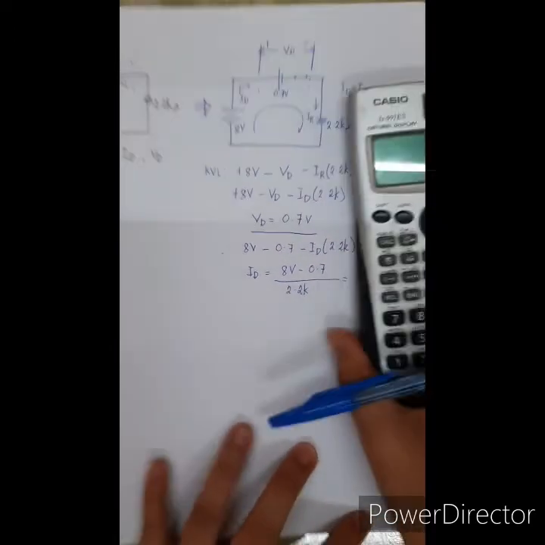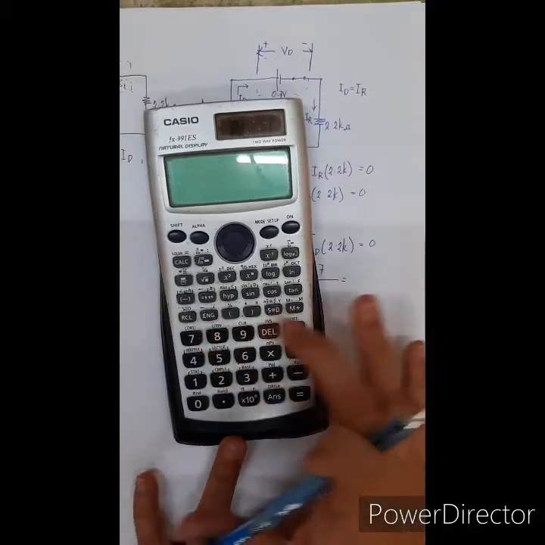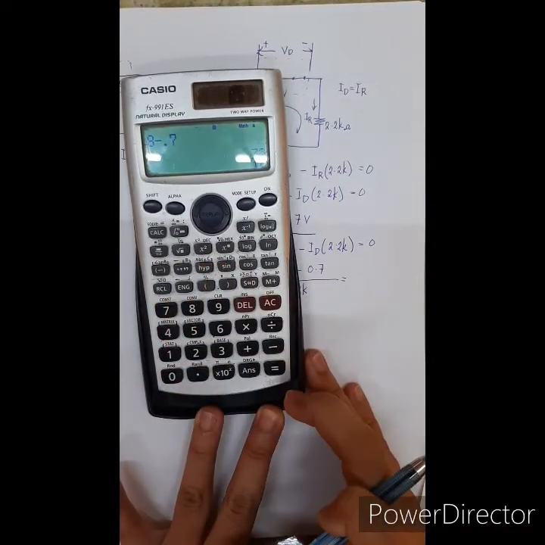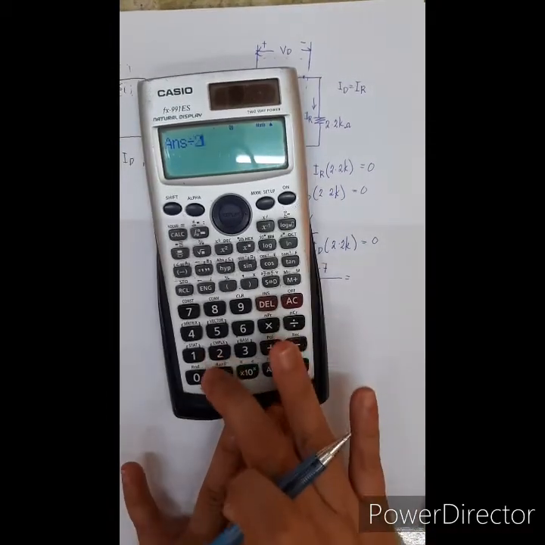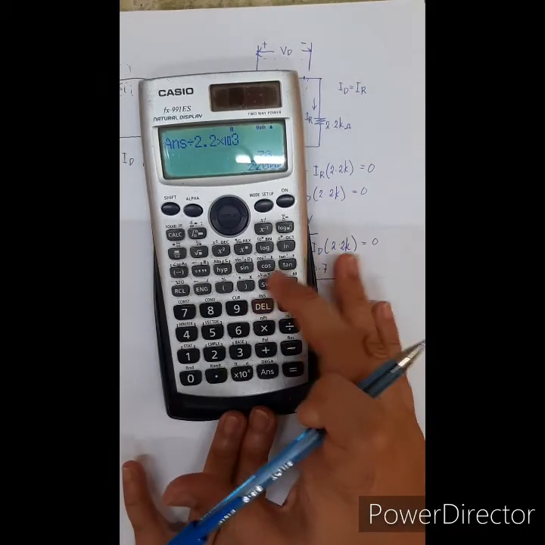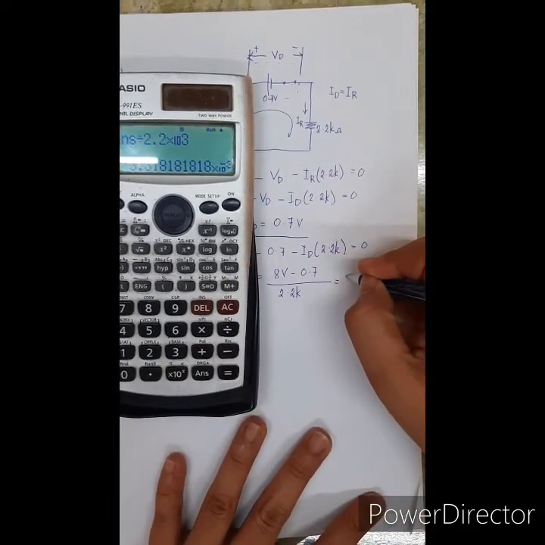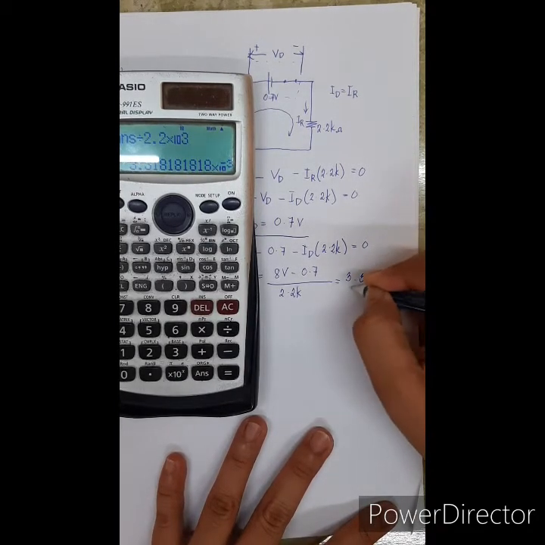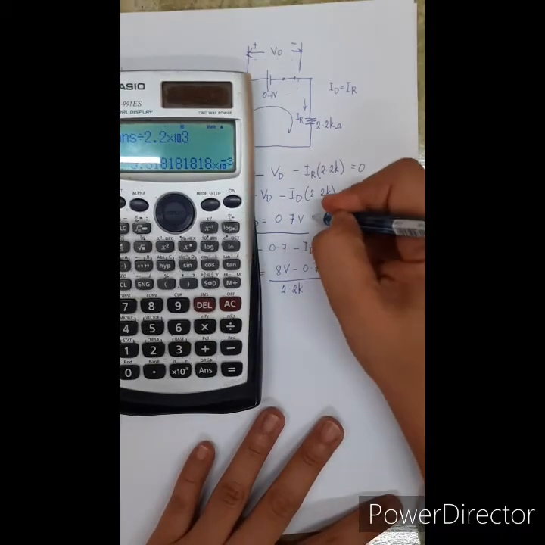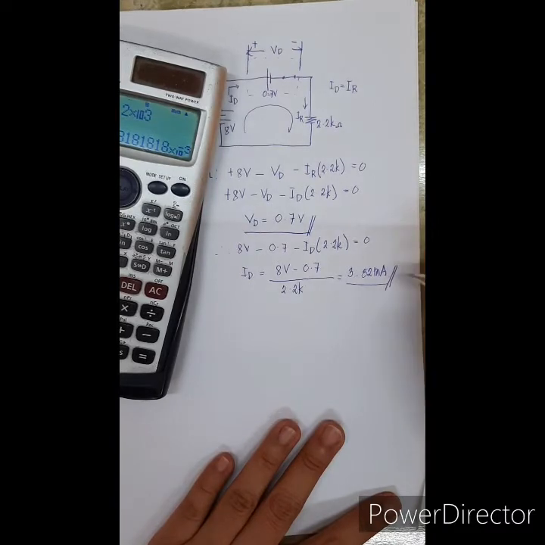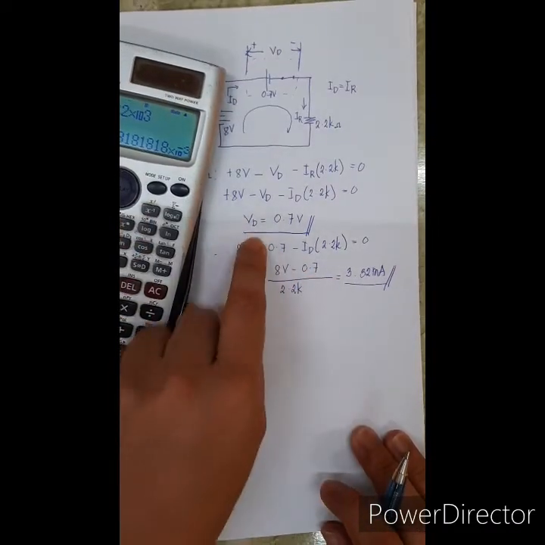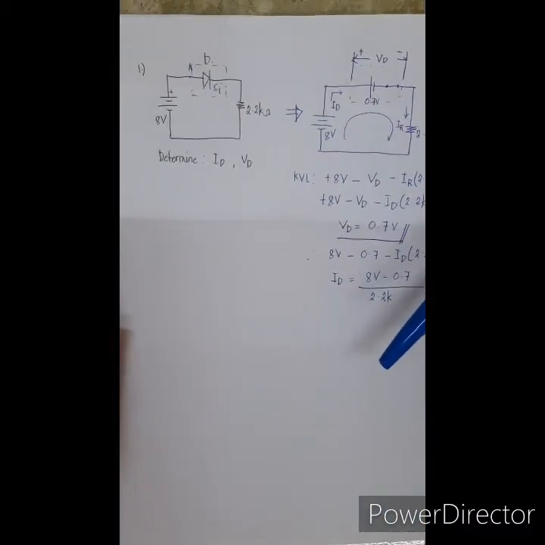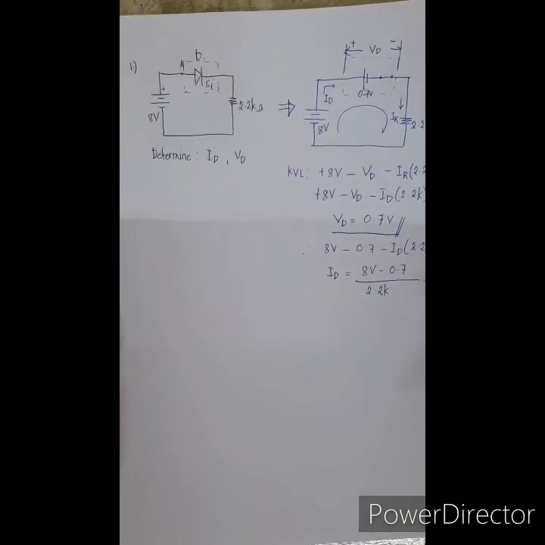Is equivalent to, calculator, 8 minus 0.7 divided by 2.2 exponent 3. We have here 3.32 milliampere, and this is ID value and the VD. Yan po yung solution na example number 1 natin.